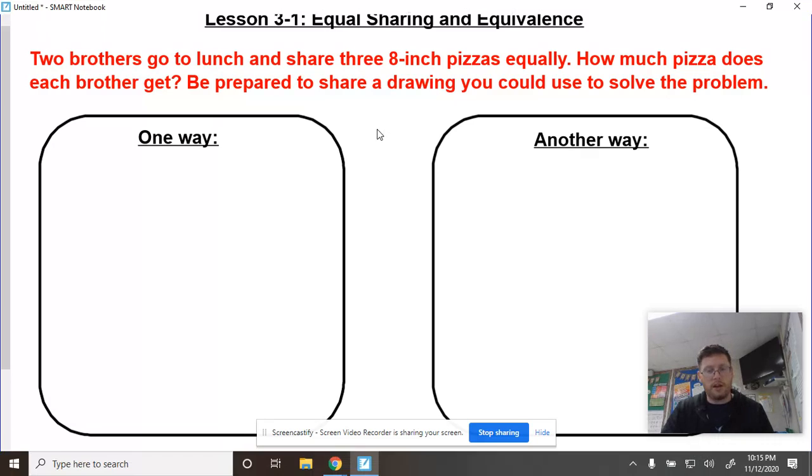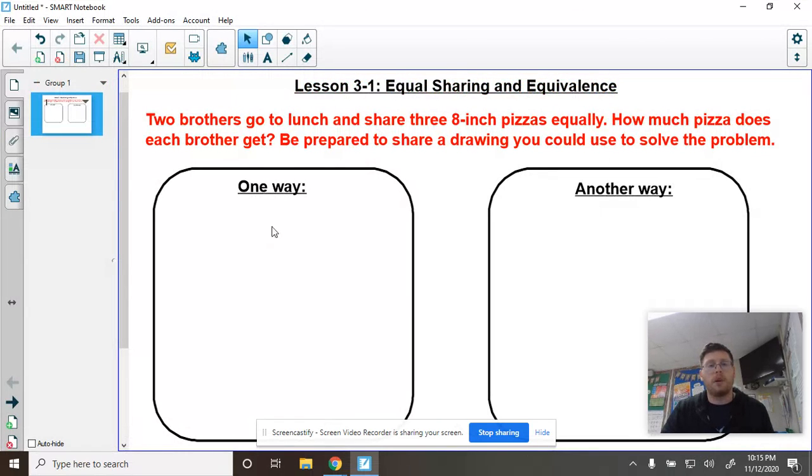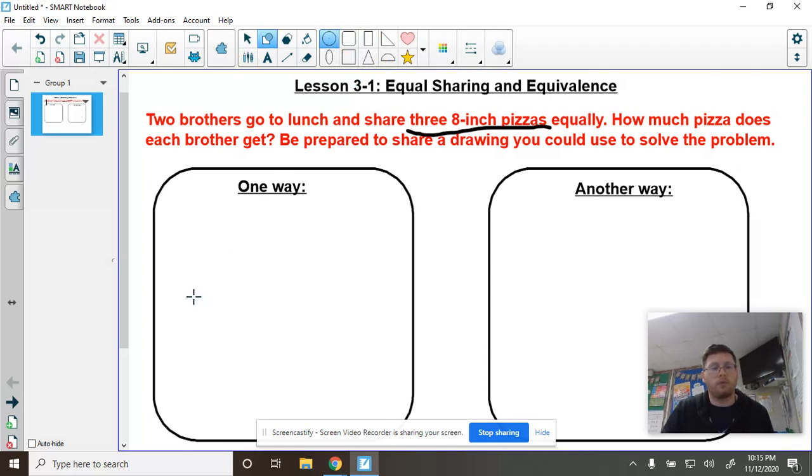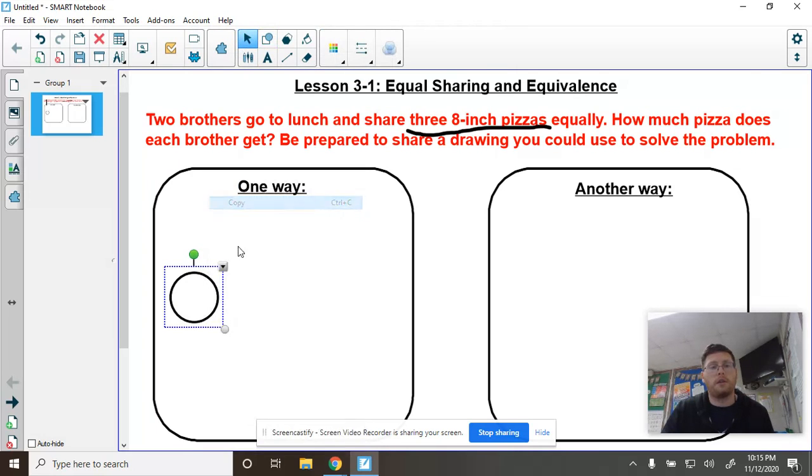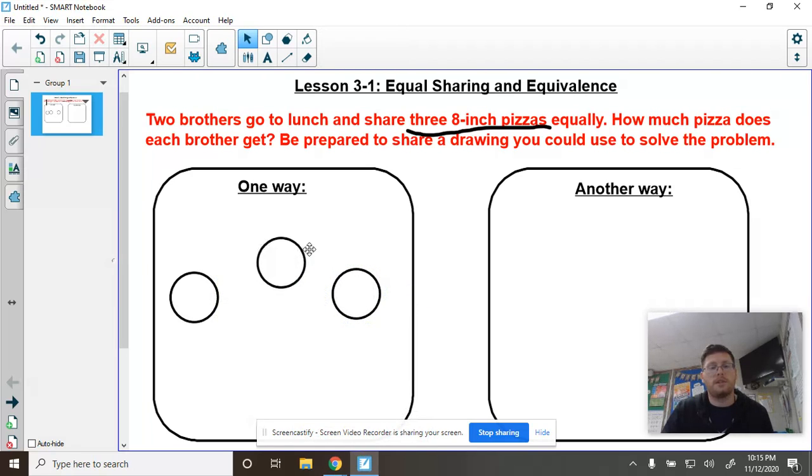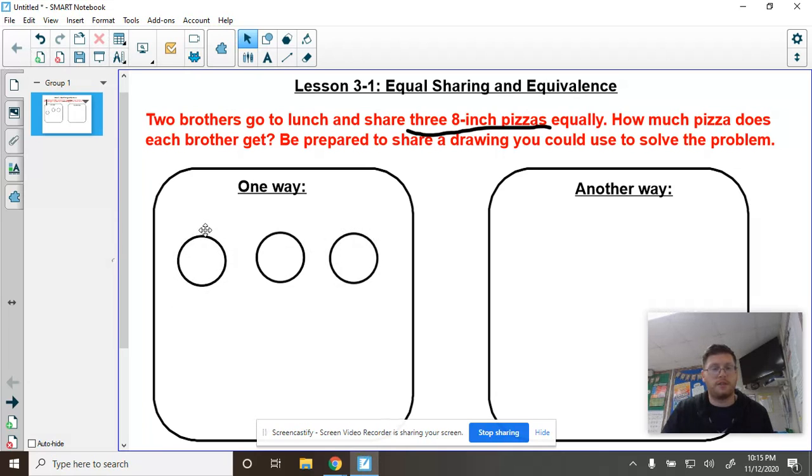So I have the screen. I'm going to exit out of it a little bit. We have to draw a picture. It says in here that I have three 8-inch pizzas. So I'm going to take my circle and I'm going to draw three 8-inch pizzas. All right, so there's one pizza, there's two pizzas, and there's three pizzas.